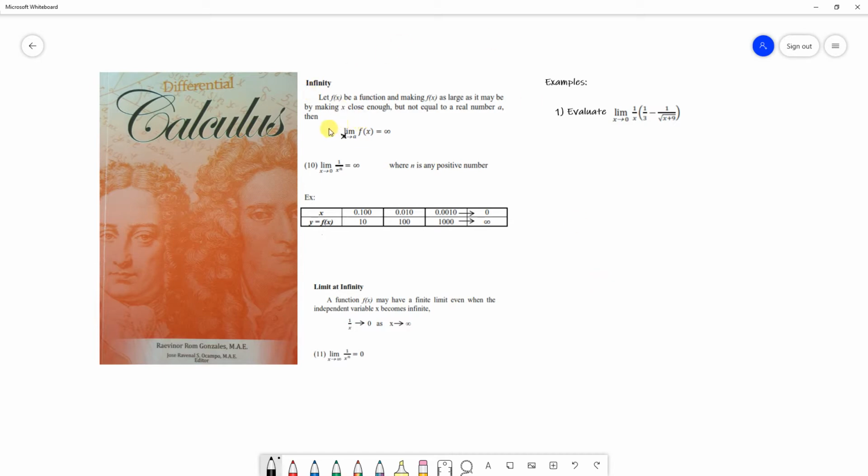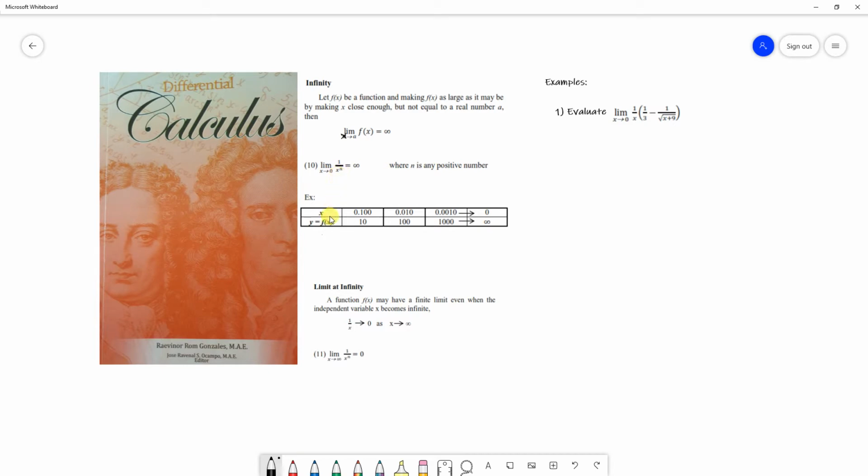According to the properties, now if I have a limit of a function where x approaches a very large number, of course, the function will also have a very large number which is approaching or equals to infinity. If the denominator is very small enough, or 1 divided by a very small number, syempre magiging infinity siya.